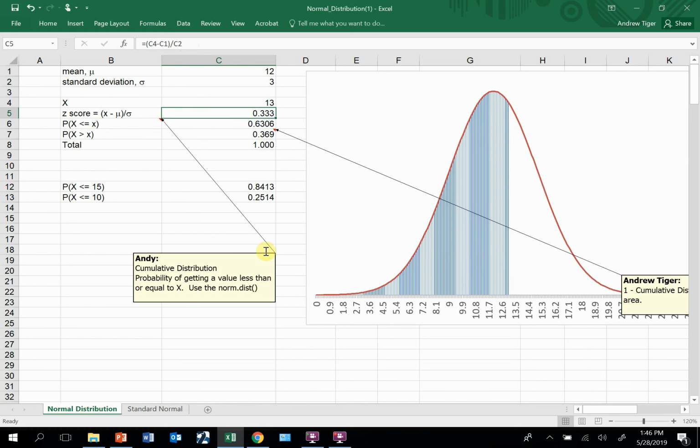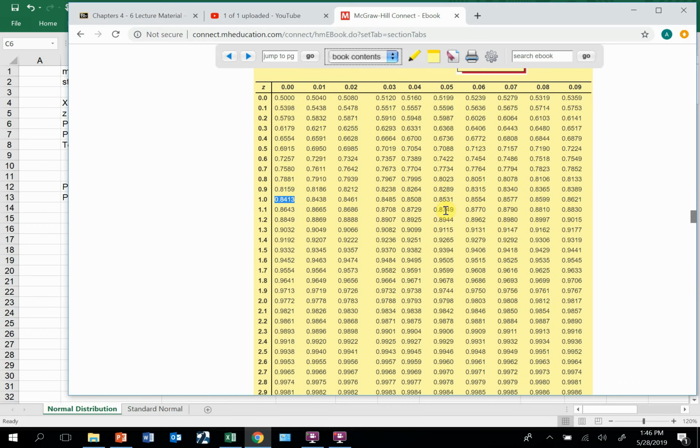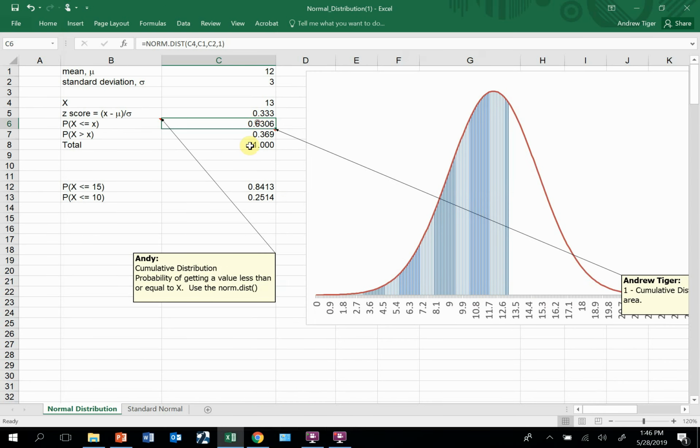Then you could either use the NORM.DIST formula, which is what we know how to do, to calculate the probability of getting a number of 13 or less, which is 0.6306, or you could go to find 0.33 in the back of the book, and you could see it's about 0.62, so you could see how those numbers are the same.